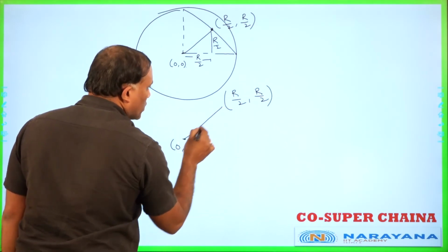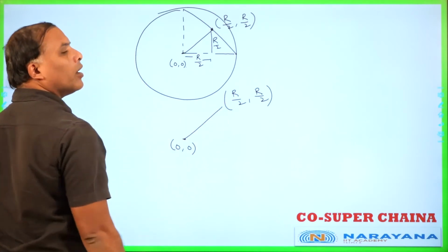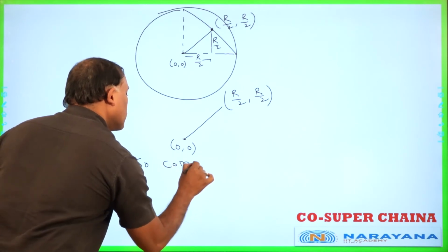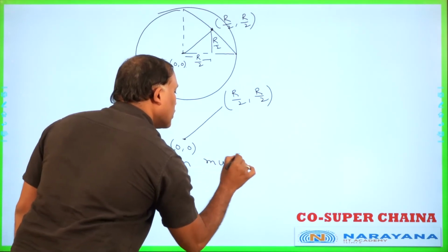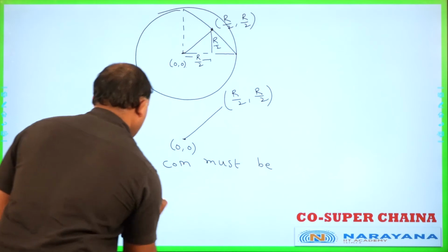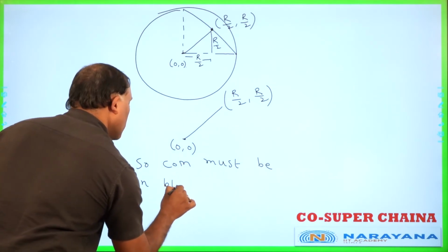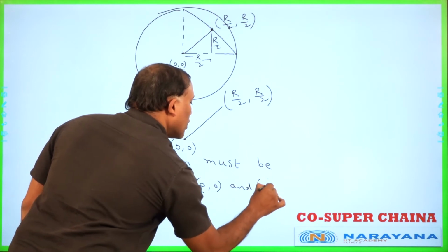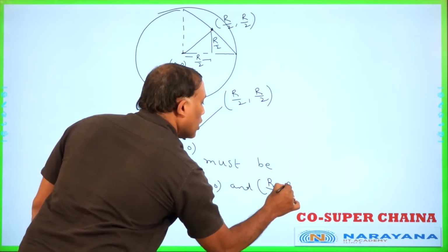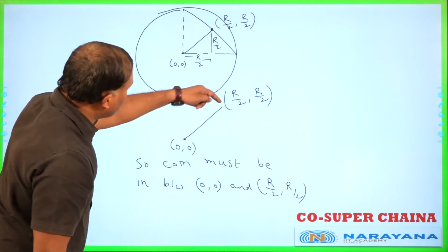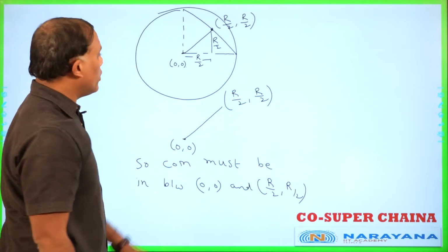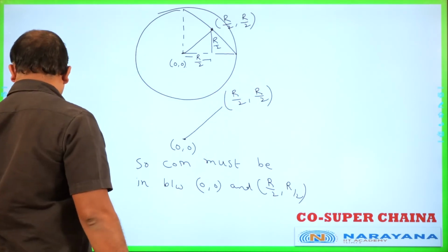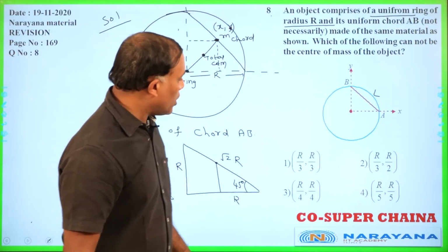Now the center of mass is definitely less than r by 2 comma r by 2. So the center of mass must be in between 0 comma 0 and r by 2 comma r by 2. That means less than r by 2 comma r by 2. The x coordinate is less than r by 2, the y coordinate is also less than r by 2. So then what is that? R by 2 it is.